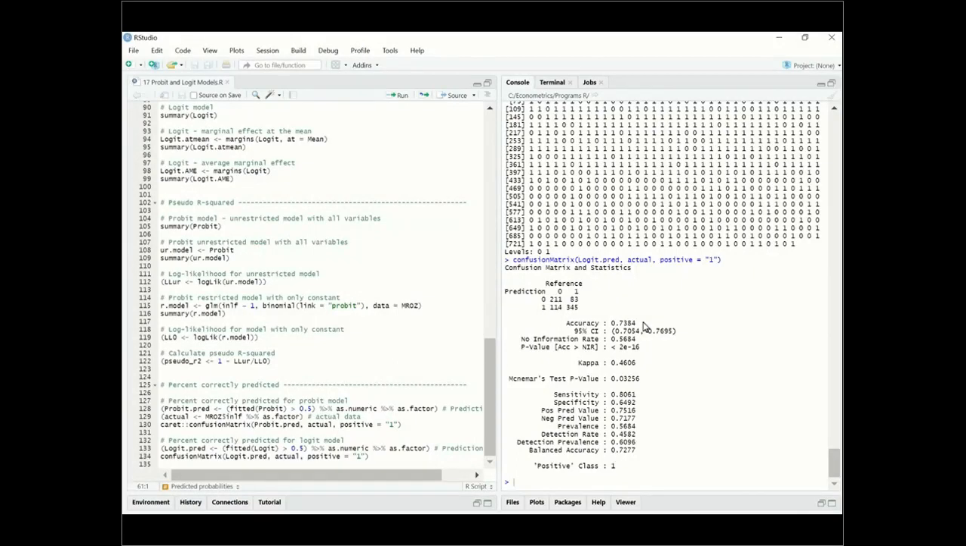So in our case here, we have a relatively high percent correctly predicted, but it's not an extremely high number for a Probit and Logit model. So again, what we talked about today was the coefficients and the marginal effects from the Probit and Logit model. We talked about pseudo R-squared, the predicted values, and percent correctly predicted. Thank you for watching.